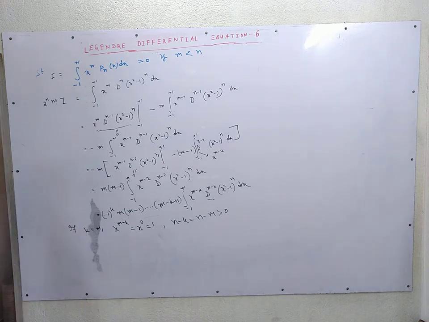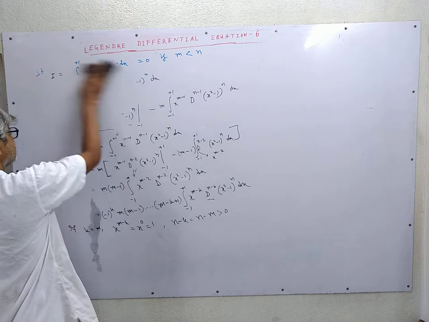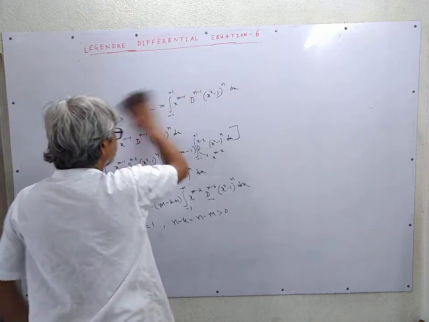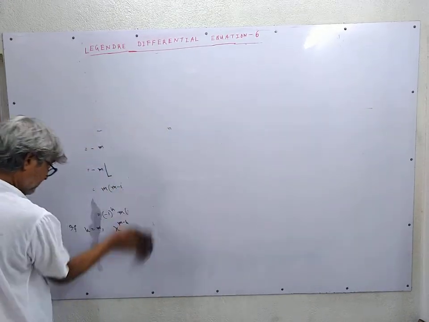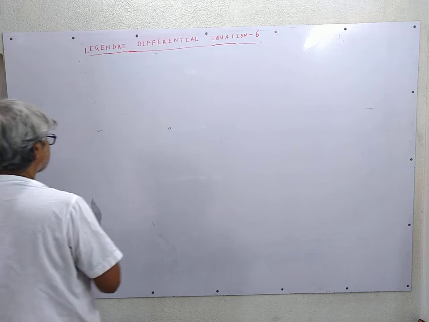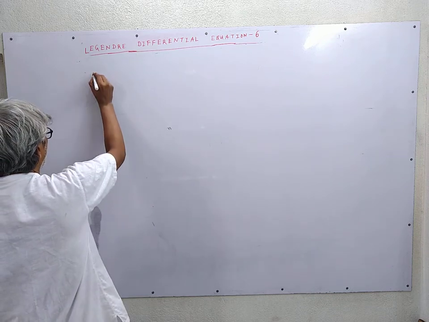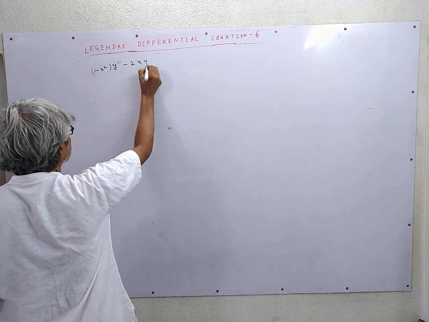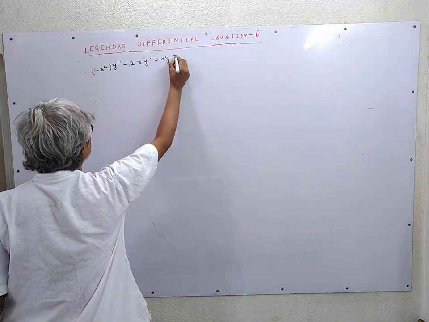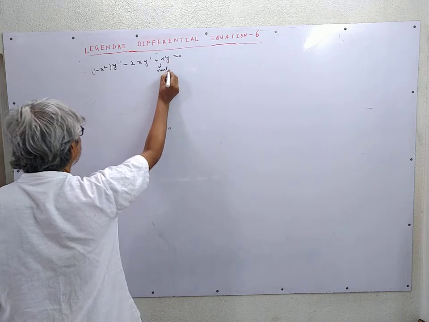So we have come to the end of the Legendre differential equation. Let me just summarize what I have done. We started with the differential equation 1 minus x square y double prime minus twice x y prime plus alpha y is equal to 0, where alpha is any real quantity.